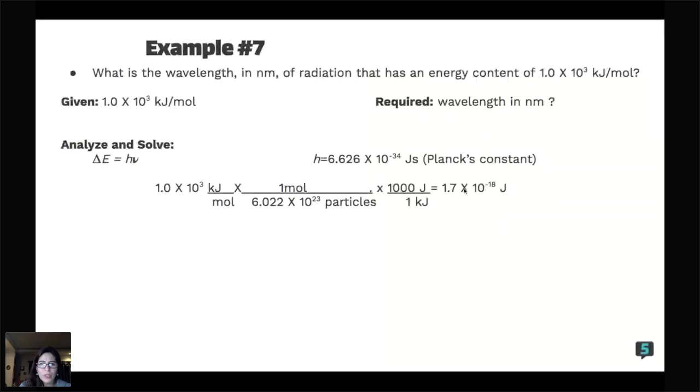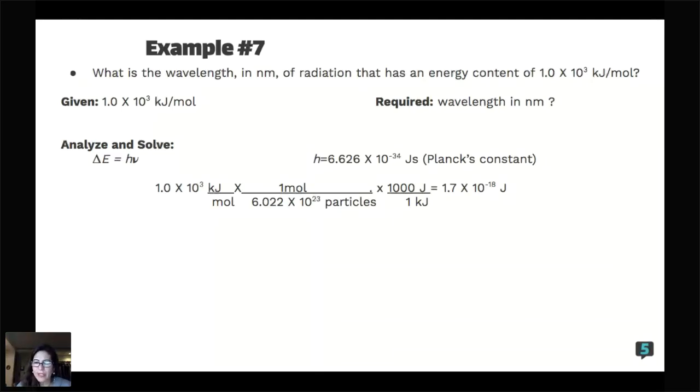Okay, once we change kilojoules per mole to joules, remember that a mole is a unit of quantity in chemistry. Something we're familiar with is, for example, a dozen. A dozen is 12, right? So if we have a dozen eggs, we will have 12 eggs. If we have a dozen grapes, we will have 12 grapes.